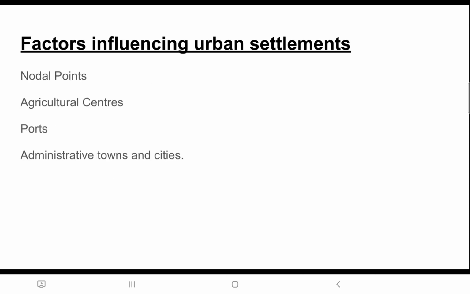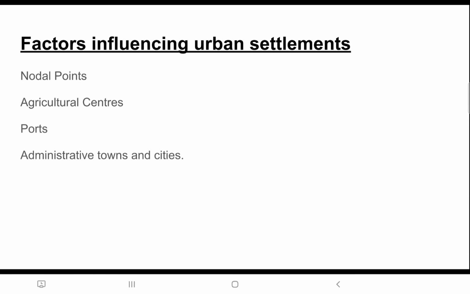We do have some factors which influence the size, growth, and the functions of urban settlements. So we've got nodal points, agricultural centres, ports, and administrative towns and cities. If we have a look at the nodal points, this is a really posh way of saying the route centres. It's where the natural routeways and the natural transport systems develop into important transport junctions.